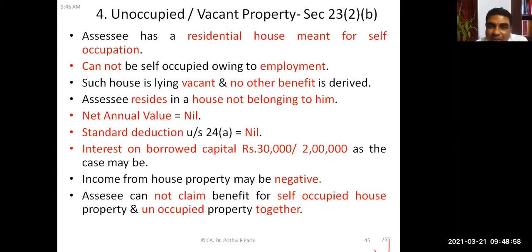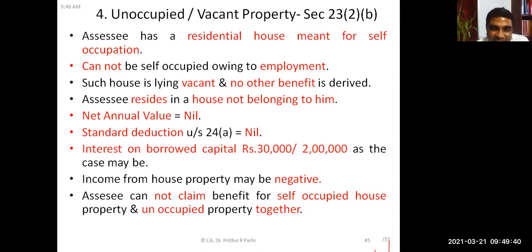The assessee is residing in a house which does not belong to him. In that case, net annual value shall be treated as nil. That means just like a self-occupied house. Standard deduction is nil. Interest on borrowed capital may be 30,000 or may go up to 2 lakh rupees; it depends on whether it is an old loan or new loan. And in this case also, income from house property may become negative. Even if it is occupied, it will be treated just like a self-occupied house. Everything is similar to a self-occupied house.